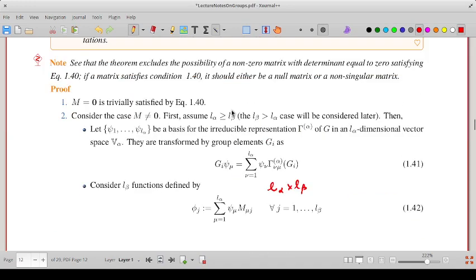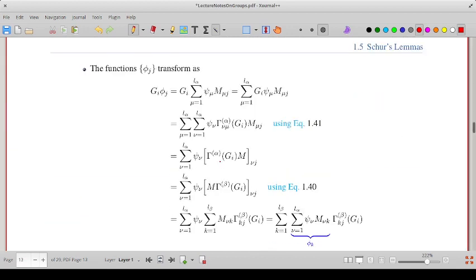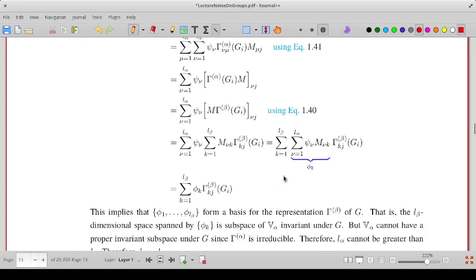But now the condition that we start with is that this matrix M and the representation matrices satisfy this condition, that is gamma alpha GK M is equal to M times gamma beta GK, and therefore this quantity is equal to M times gamma beta of GI. So we end up with this equation where this is replaced by M times gamma beta GI. So the nu jth element of that is equal to the nu jth element of this.